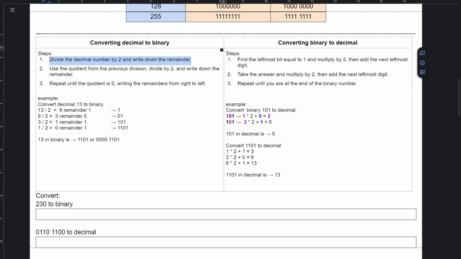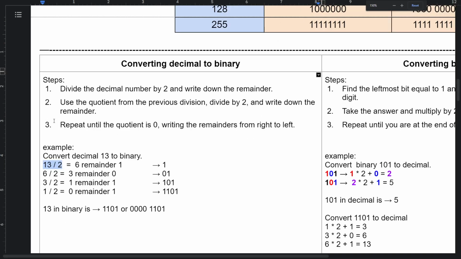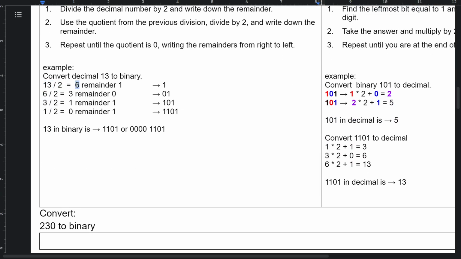So we're going to divide the decimal number by 2 and write down the remainder. So let's look at our example down here and follow along. It says convert decimal 13 to binary. So what we do is we divide 13 by 2, and we get the number 6, with a remainder of 1, because 13 divided by 2 is 6 with a remainder of 1, so we write the number 1 down.